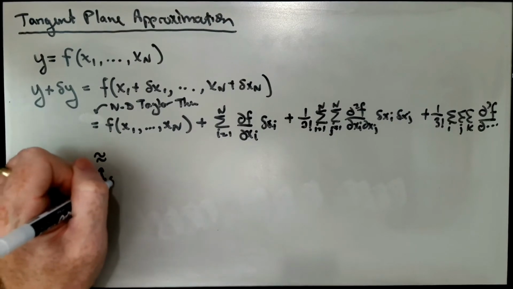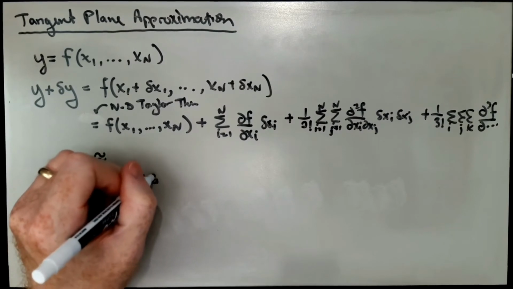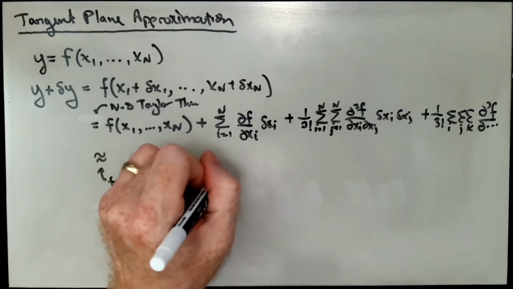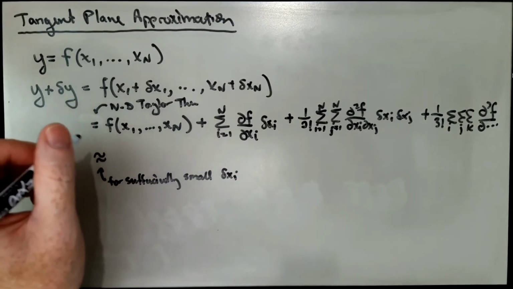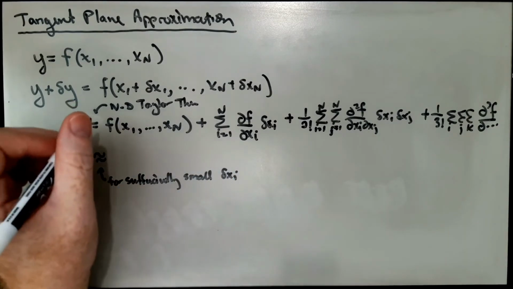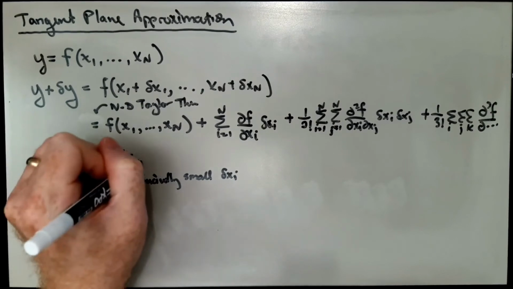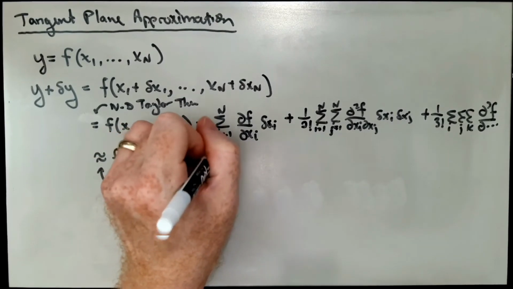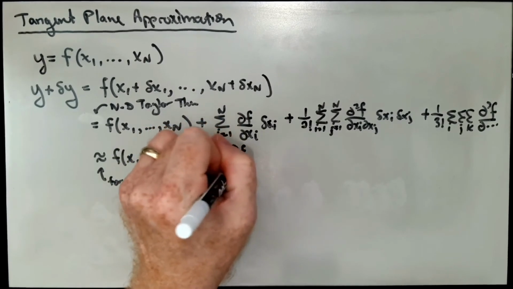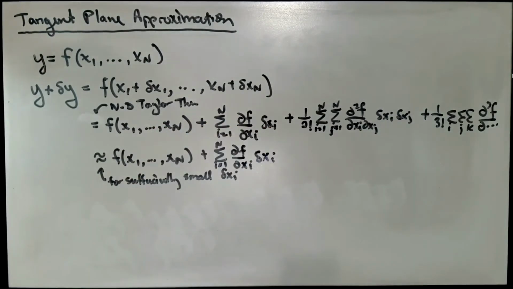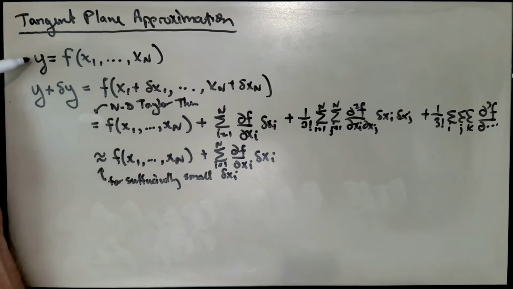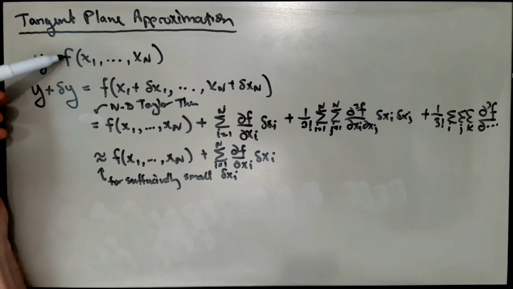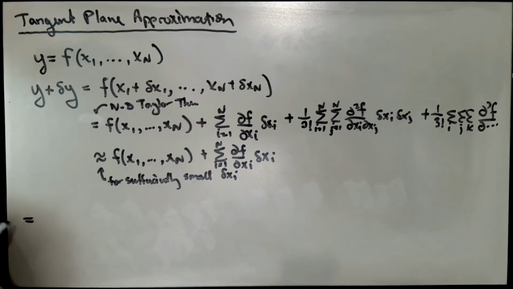So this is for sufficiently small delta xi, we can approximate this as just the first order term, the constant term plus the first order term. So we get f of x1 up to xn plus this first order term, i equals 1 to n of df dxi times delta xi. Okay? And so we can, of course, subtract off our original equation. So we can subtract a y from the left-hand side, and we can subtract the f of x1 to xn off on the right-hand side, and just have an equation for our change in y.